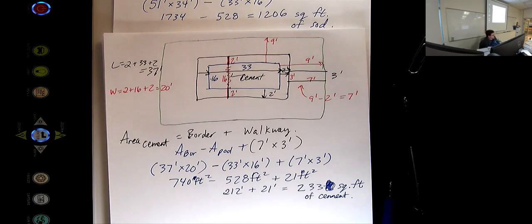Now, I could do the volume of the cement here if I just said the cement was 1 foot deep. Maybe later, but 1 foot deep just makes it trivial. That's a lot of cement though. So when you multiply feet times feet, it becomes square feet.